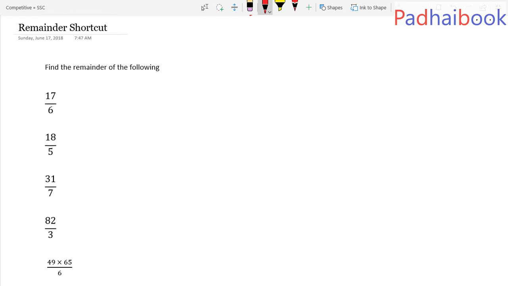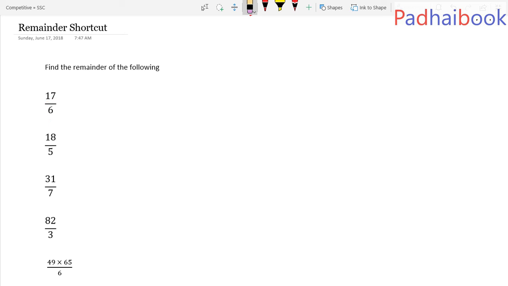Let's start with the first example. Our first example says 17 upon 6, or we can say when 17 is divided by 6. Now, as we all know, the multiples of 6 are 6, 12, and the next one is 18. Now, what we do is we see the numerator and check to which number it is closer. Is it closer to 12 or to 18? It is definitely closer to 18.